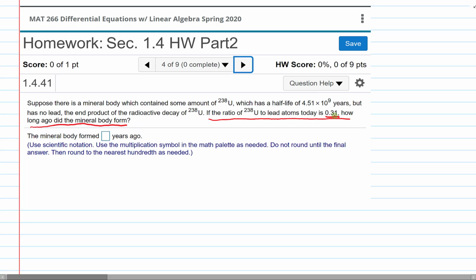So if you're having trouble with setting up the differential equation, feel free to let me know or take a look at some of our other applications. This is kind of the wrong problem to start with that on.